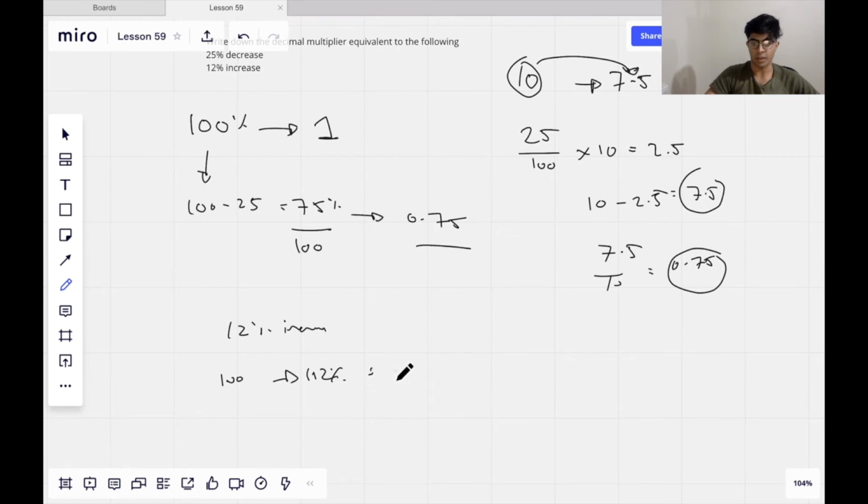So 112 divided by 100 is 1.12. And there we go. That's it.